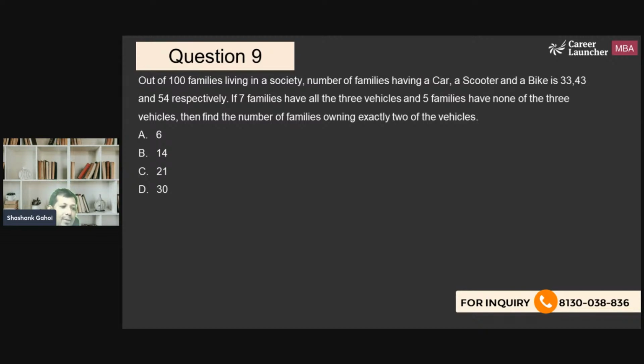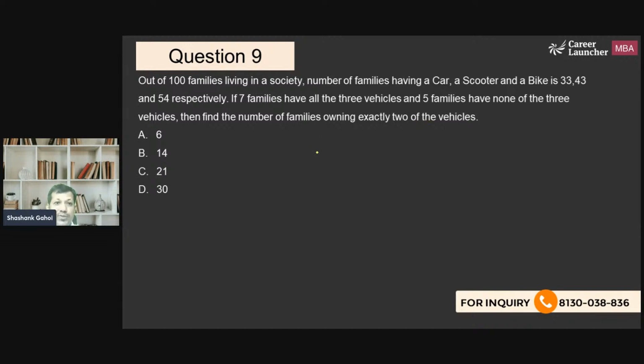Okay, let's move on to the next one. What does it say? Out of 100 families living in a society, number of families having a car, scooter, a bike are this. If 7 families have all 3 vehicles, five families have none of the vehicles, then find the number of families owning exactly two of the vehicles.